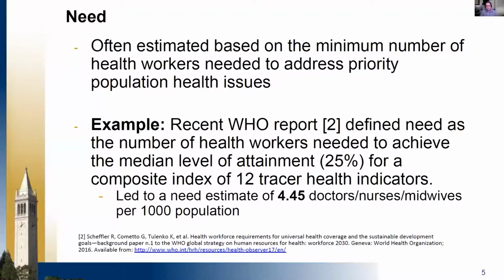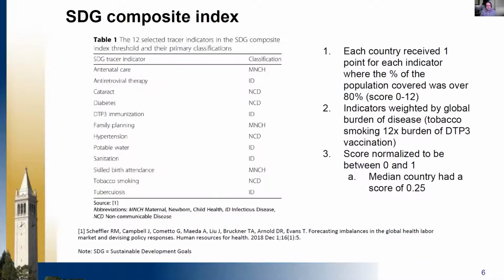So again, there's things you can do with this definition of need. If you think you want to go for a higher level of attainment, you could move that from the 25% there to maybe 35%. That would change the number you need. You could look at different health indicators, and that would change your definition of need. So the need definition really needs to be decided on at the outset, and how that's defined will have a big role in the number of doctors ultimately at the end that you require, the 4.45.